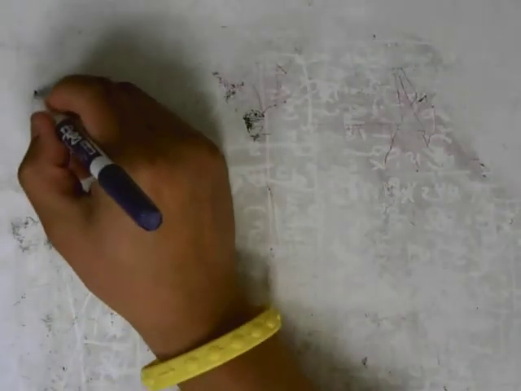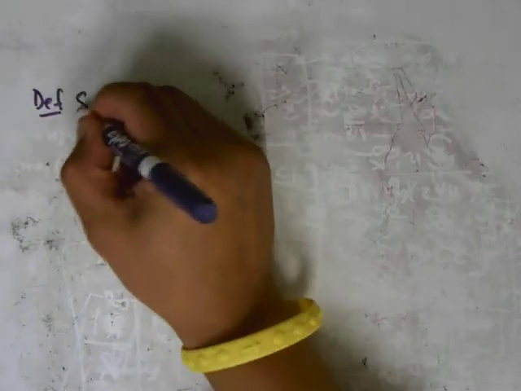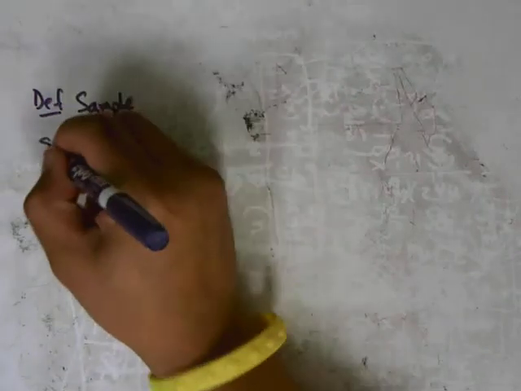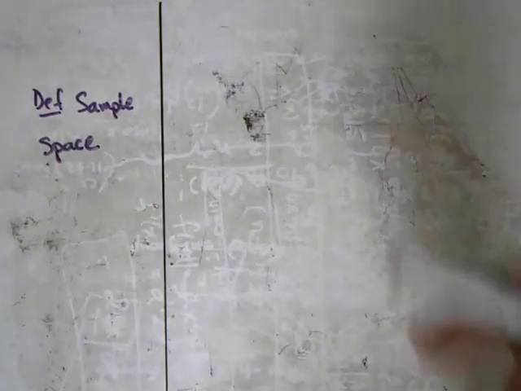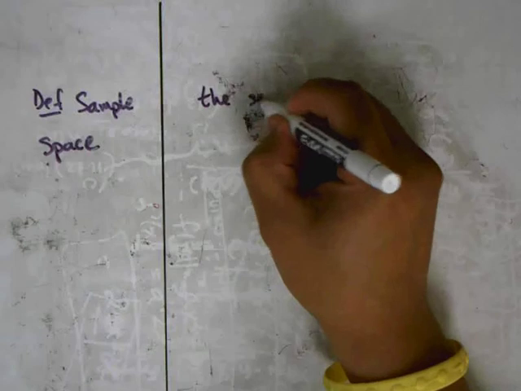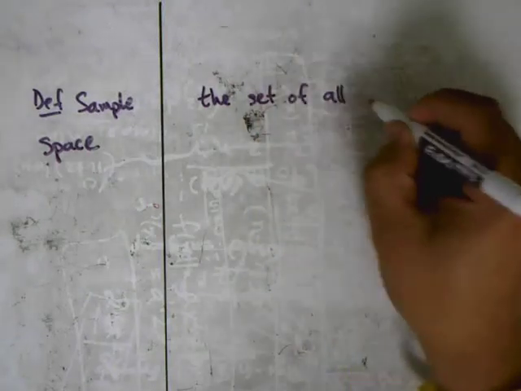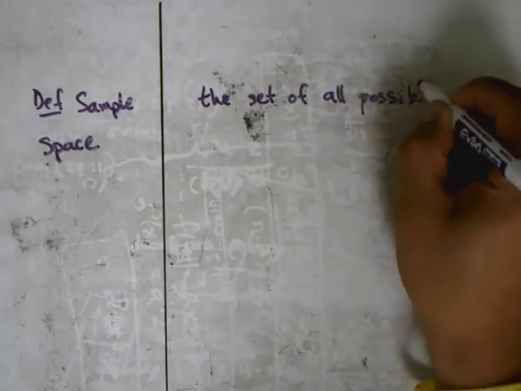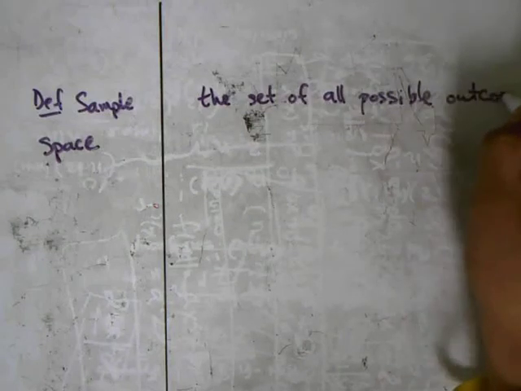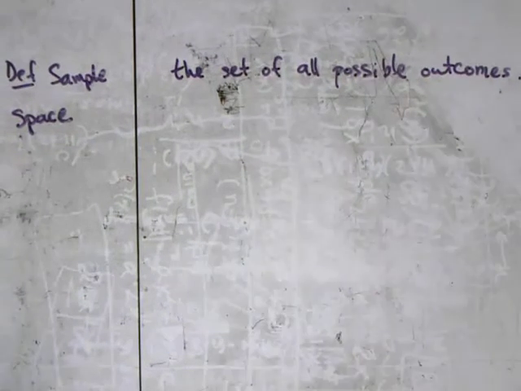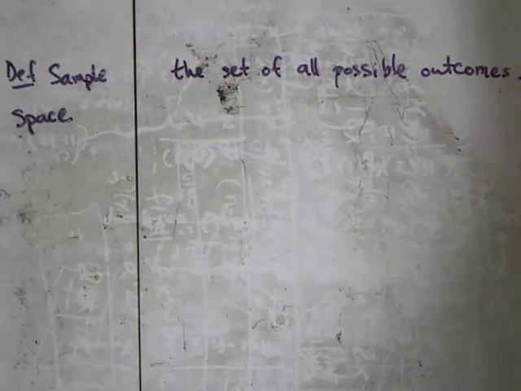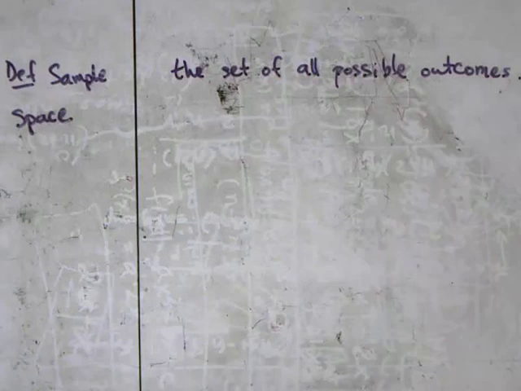Okay, so let's get started right away, and let's start with something called sample space. Sample space is the set of all possible outcomes. Okay. The set of all possible outcomes. And I'll illustrate what this means in a minute so that everything is a little bit more clear.